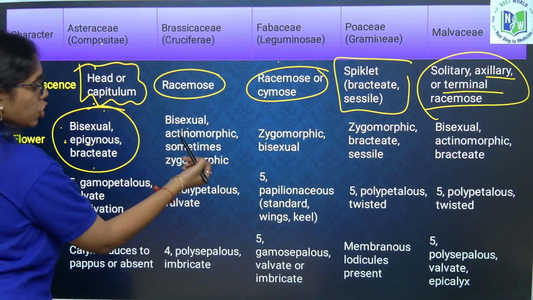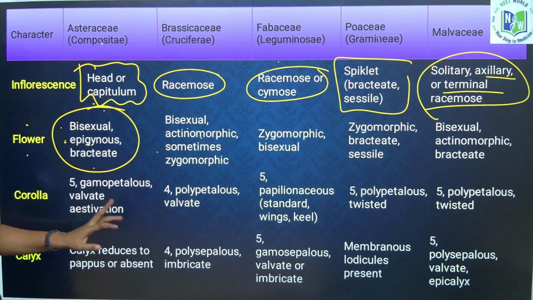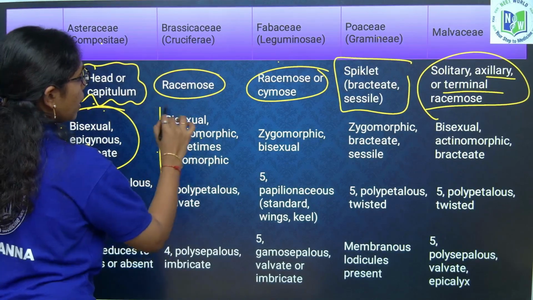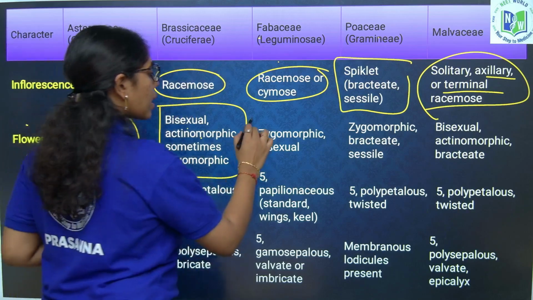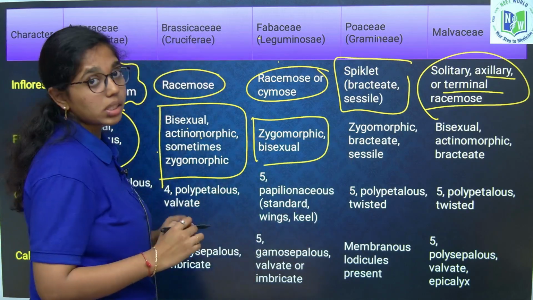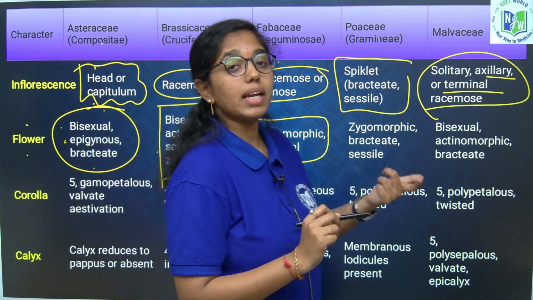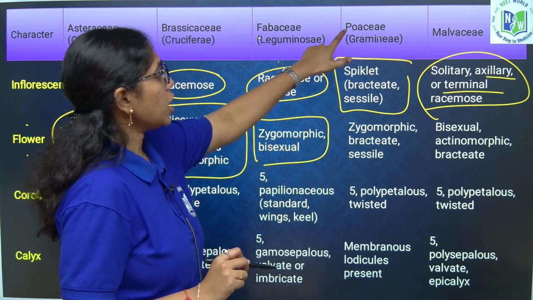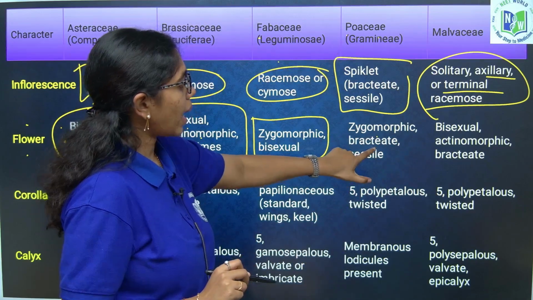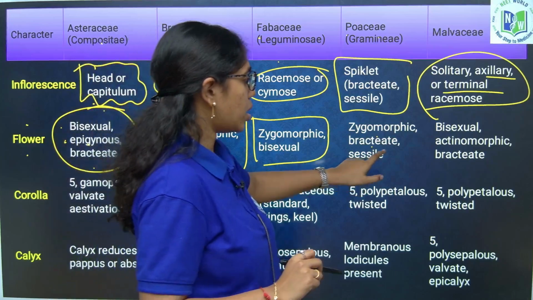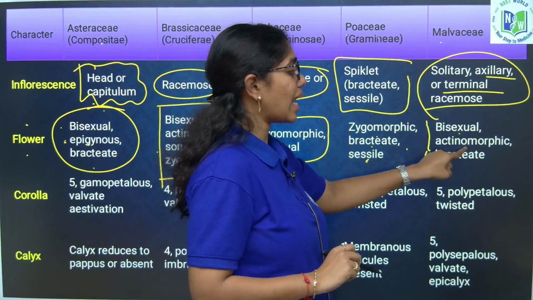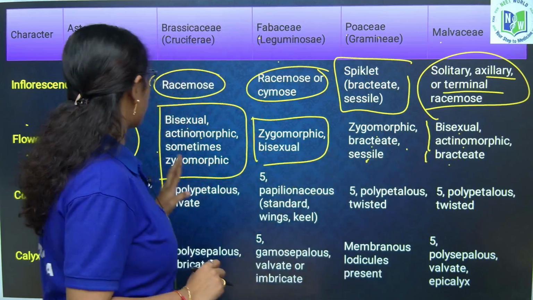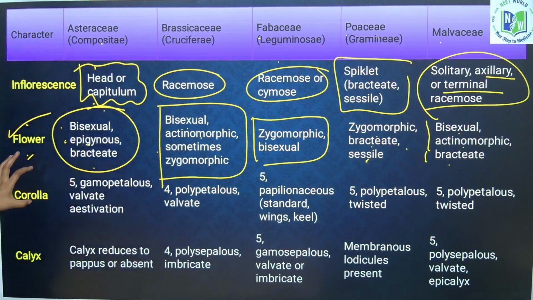Next, bisexual, actinomorphic, sometimes zygomorphic in Brassicaceae, mostly it is actinomorphic. Fabaceae is definitely zygomorphic because its corolla has vexillary aestivation. Next, Poaceae, zygomorphic, bracteate and sessile, we have just learnt. And in Malvaceae they are bisexual, actinomorphic and bracteate. This is with respect to the flower.